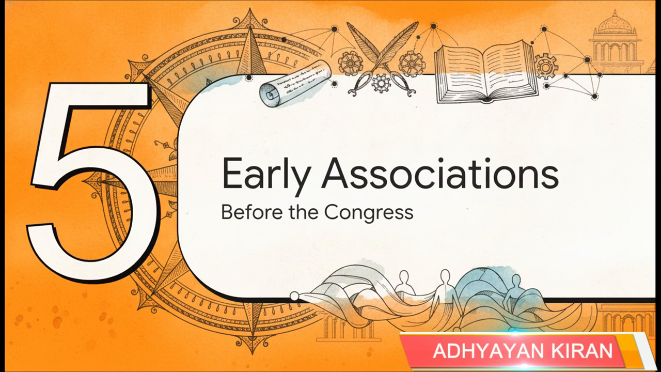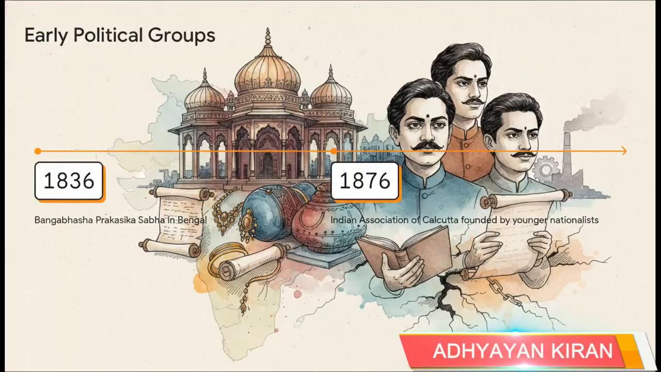Which brings us to Section 5, Early Political Associations. All this awakening finally started turning into concrete action. Let's trace this timeline real quick. Now, early 19th century groups were pretty regional, often led by wealthy aristocrats like the Bangabasha Prakasika Sabha over in Bengal in 1836. But as we move toward 1876, a younger, much more dynamic intelligentsia takes the reins. You get groups like the Indian Association of Calcutta, founded by younger nationalists like Surendranath Banerjee. And this was happening everywhere. You had the Bombay Presidency Association and the Madras Mahajana Sabha, all building a unified political voice across the map.